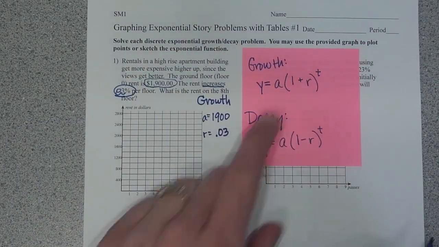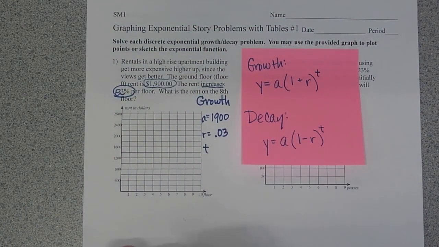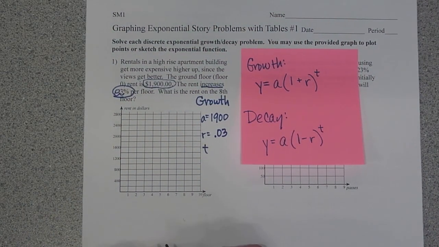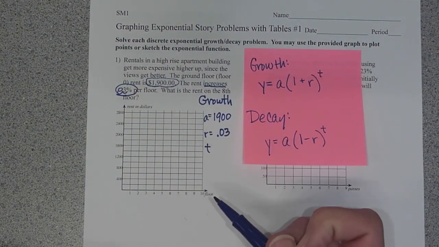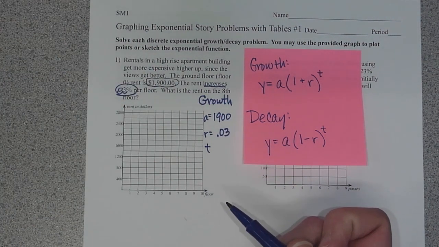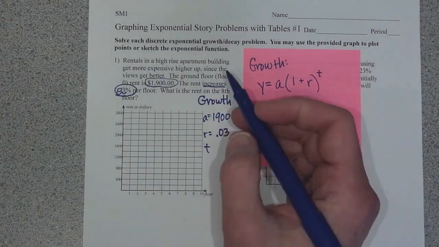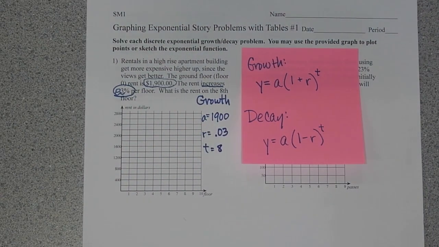Okay, and now we've got our T, T for time. Well, it's not really time in this case. In this case, it's the 8th floor. Think about going up the stairs 8 times, and each time you're going up a level, it's getting more expensive. So for time, we're going to do 8. Okay. And now let's make our table.